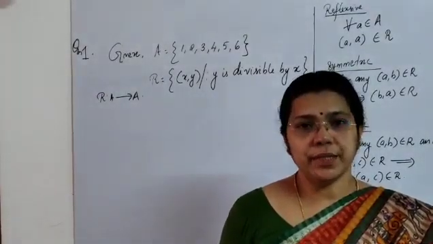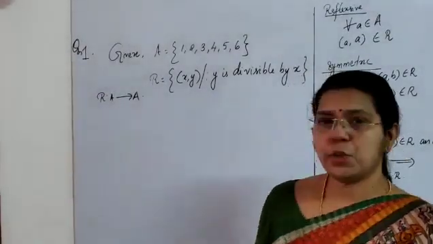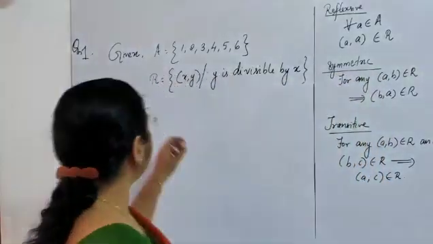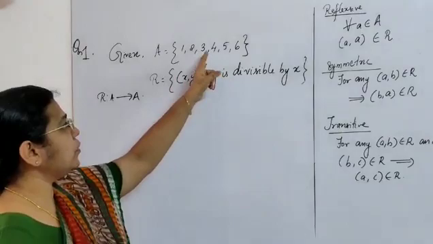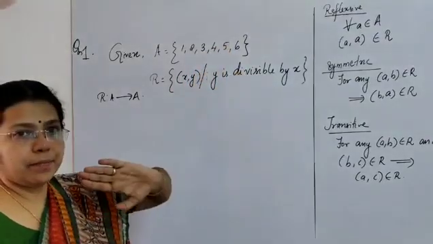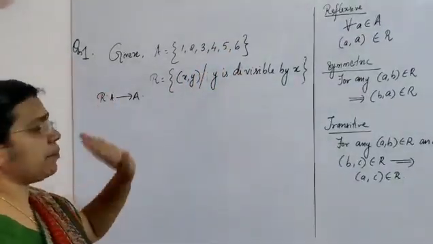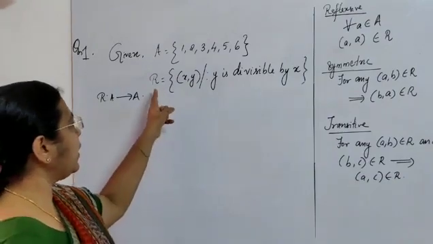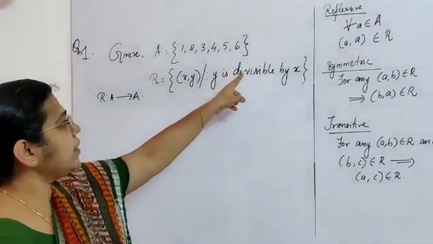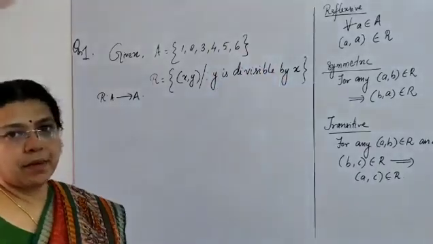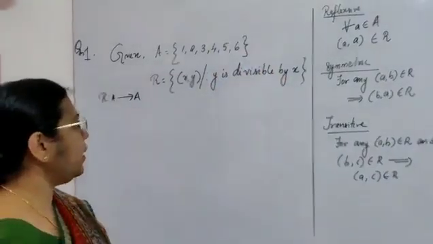Now let's see a few examples. Here I have the first question. Given A is equal to the set {1, 2, 3, 4, 5, 6} and R is a relation from A to A, where R is defined as the set of ordered pairs (x, y) such that y is divisible by x.